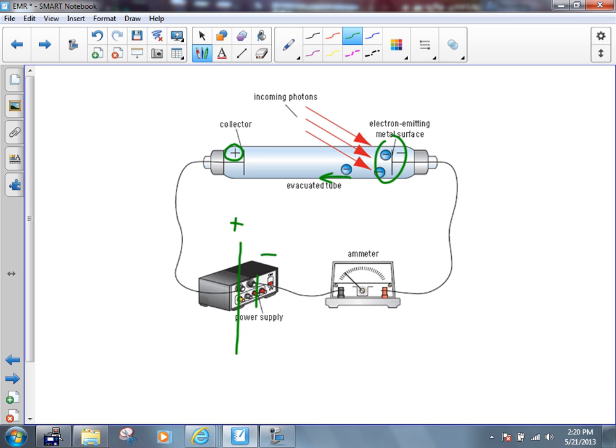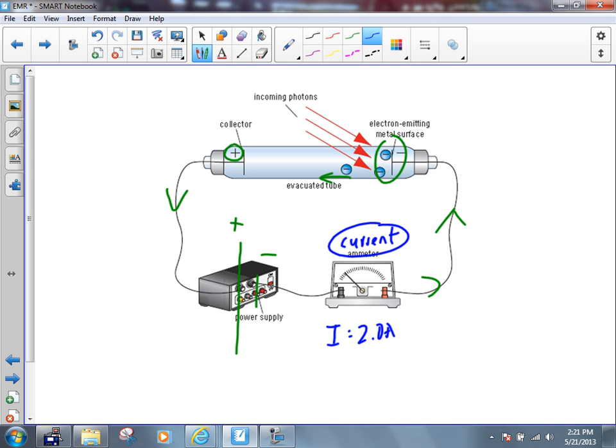As they do that, and as they enter this collector, they're going to start going around this circuit right here. That's what we call an electric current. Electrons moving through a wire is an electric current. Because we have an electric current, this ammeter, which measures electric current, will measure a value that's not zero. In other words, we'll get a current here that's 2 amps or whatever.